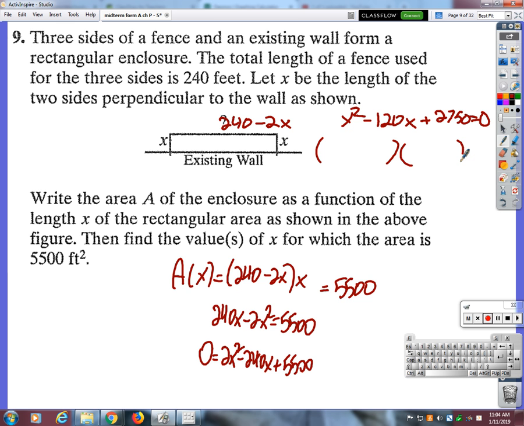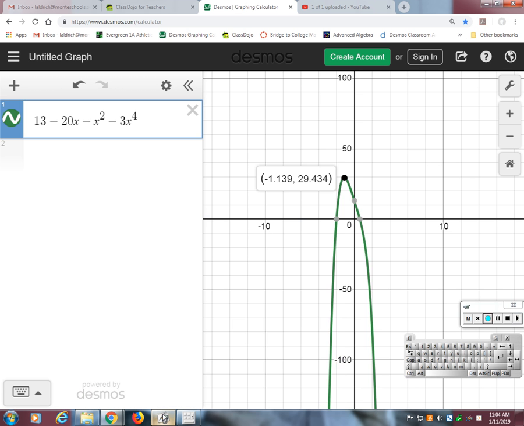Because now, Will called it foiling, but really when we're going this way, it's factoring. I have to factor that. I have to find two numbers that multiply together to be 2,750 and add to be 120. So let's start dividing 2,750 by some random numbers.